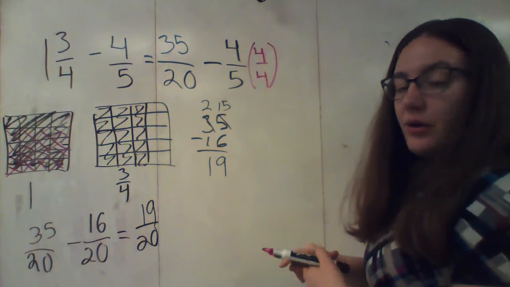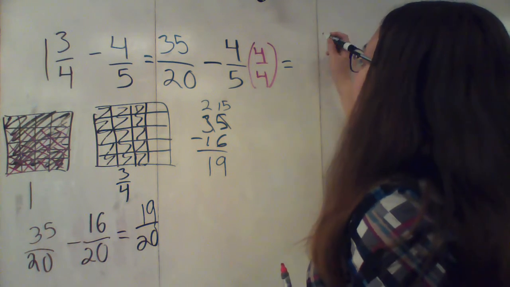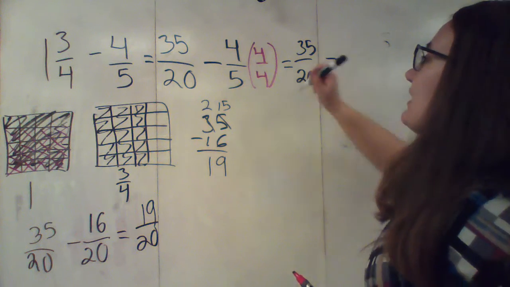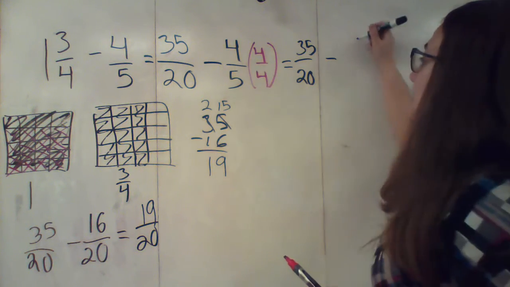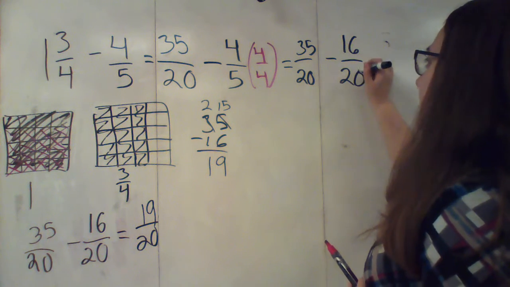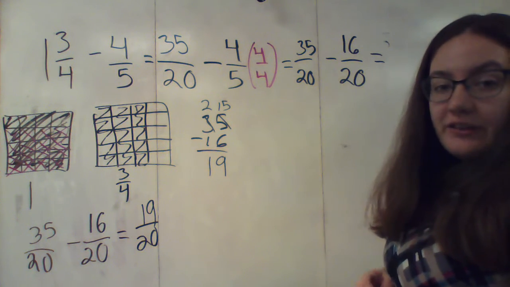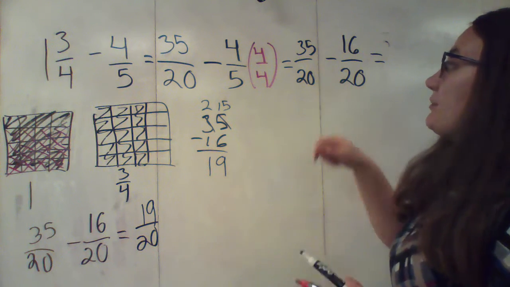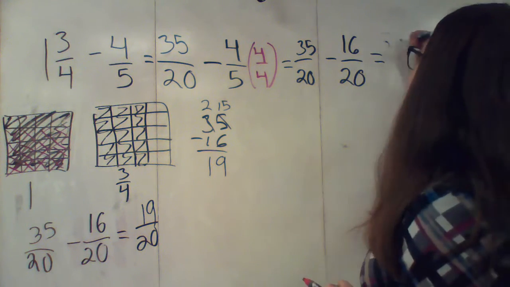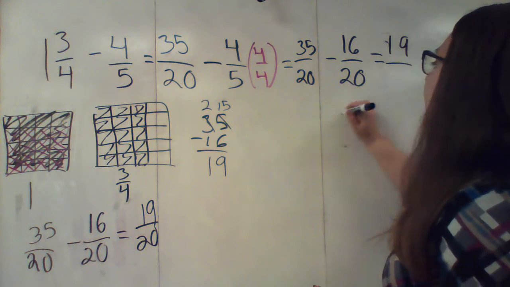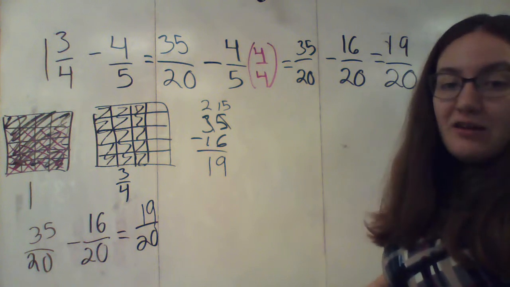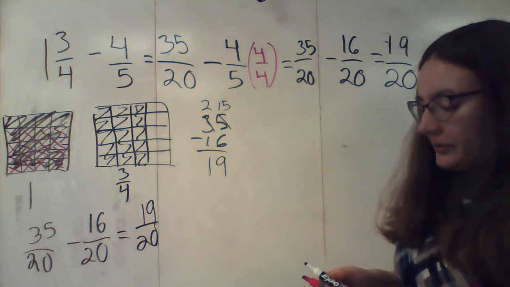So when I go ahead and multiply this, I will create my new problem, which is 35/20 minus 4 times 4, which is 16, and 5 times 4, which is 20. So I have 35/20 minus 16/20. I remember that 35 minus 16 is 19, and I still will keep that same denominator of 20. And that would be my final answer for this problem.